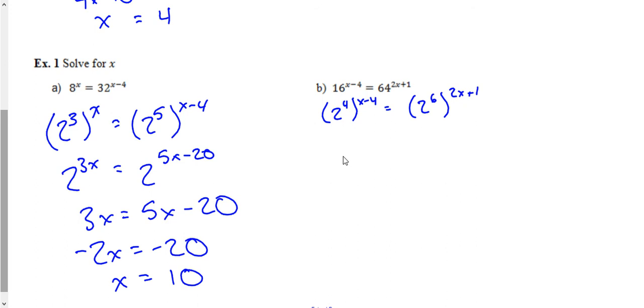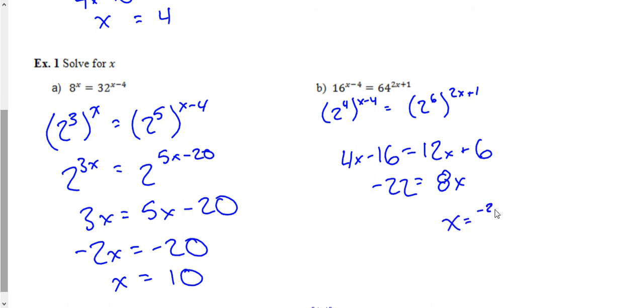Again, multiplying and dropping my bases. If I multiply out, I get 4x minus 16, and I can drop my bases because they were both 2 and 2. And over here I have 12x plus 6. I want to move all my numbers to one side, so I'm going to move all my variables to the right this time. So I have 8x right here. Move my numbers to the left, that's minus 22. Dividing everything by 8, so x has to equal negative 22 over 8, which reduces down to negative 11 over 4. So that's B.